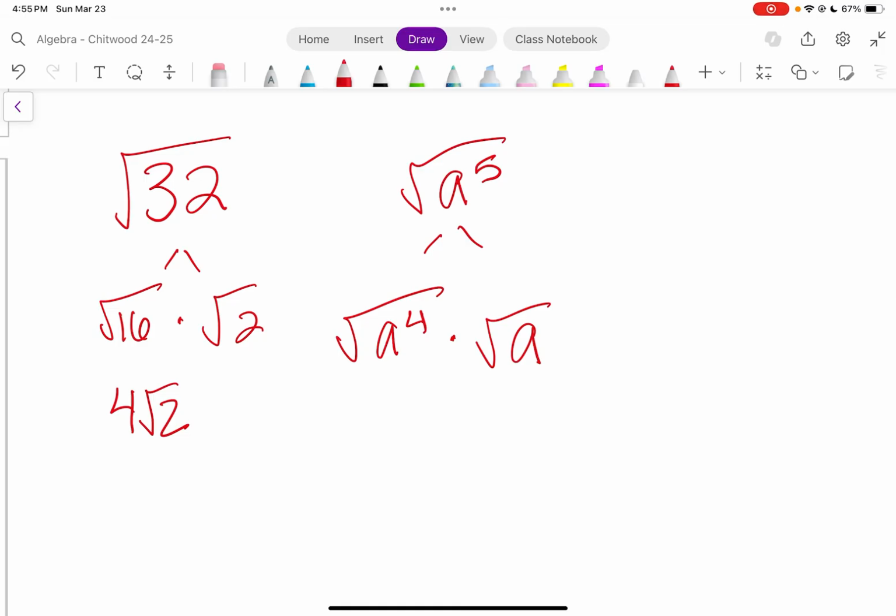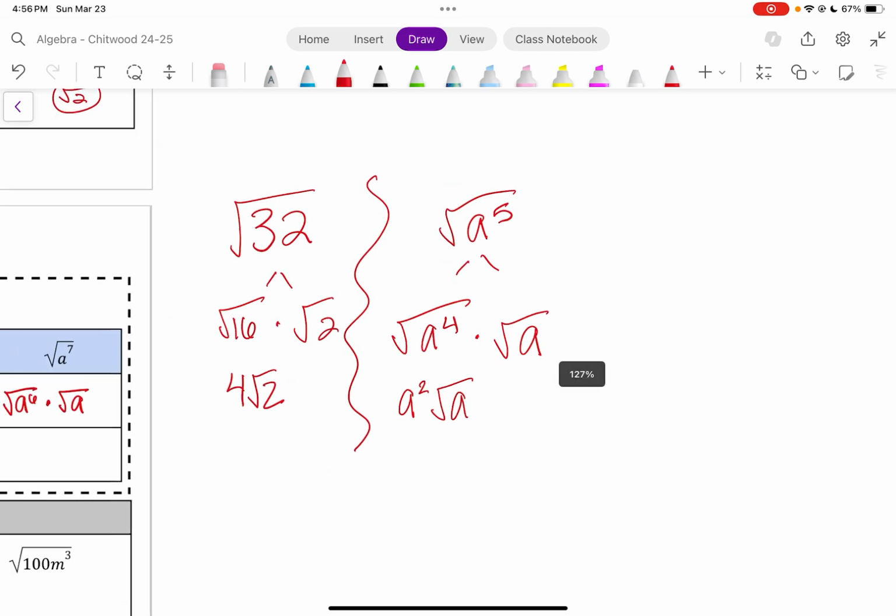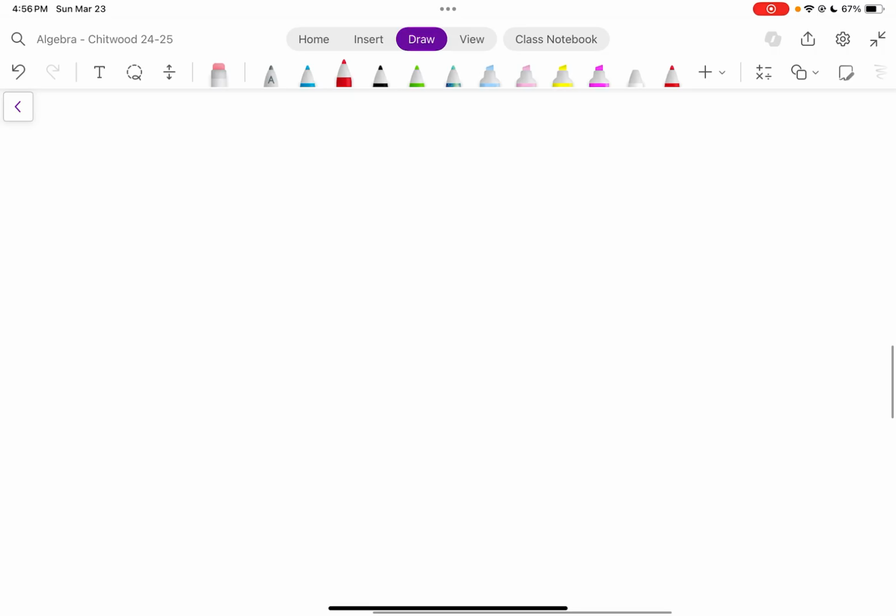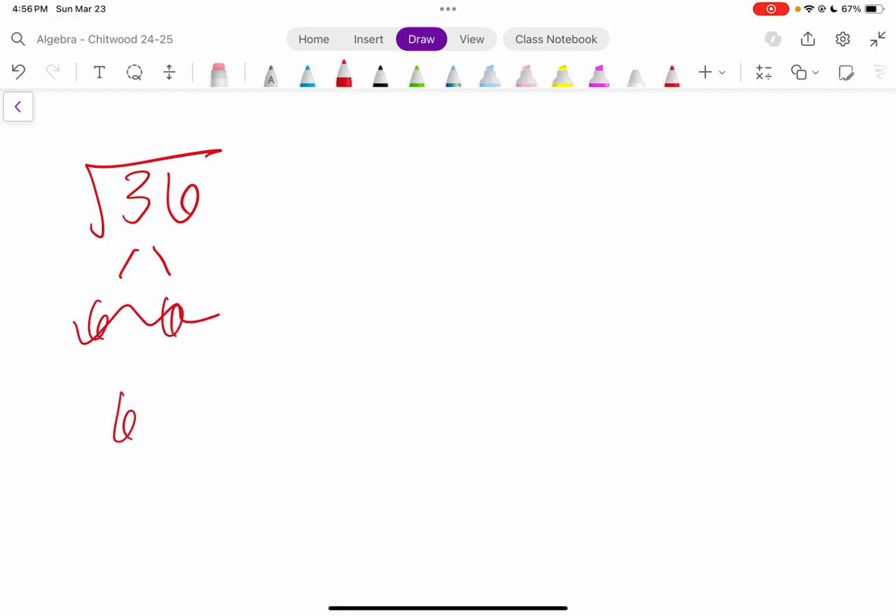And then now the square root of a variable, remember that's just the same thing as dividing it by 2. A to the power of 4 divided by 2 will just give me a squared, and then I still have my square root of a. Those are the similarities between these. The only difference is rather than doing the square root with the numbers, you're dividing by 2 for the variables. Same idea how if I have the square root of 36, I know 6 times 6 gives me 36, so my answer is 6.